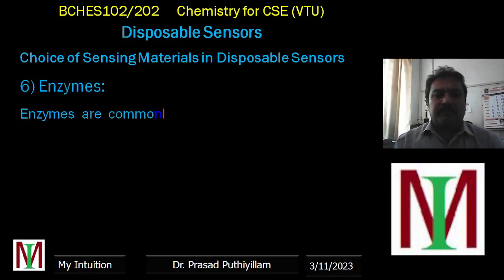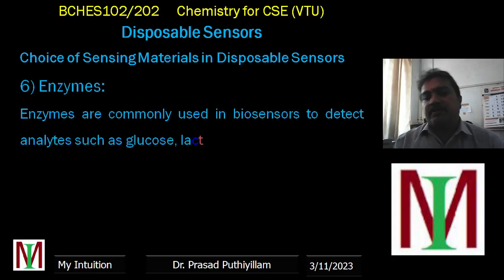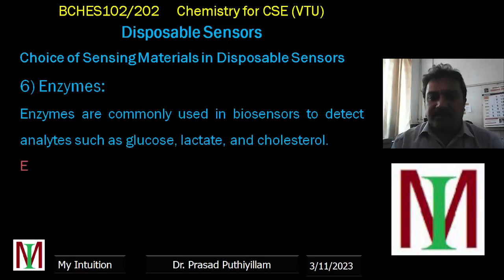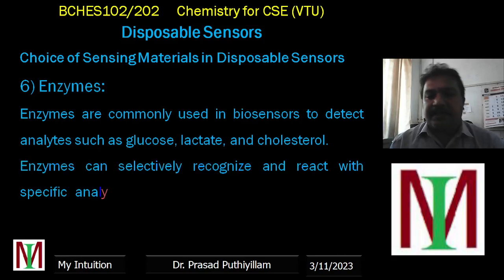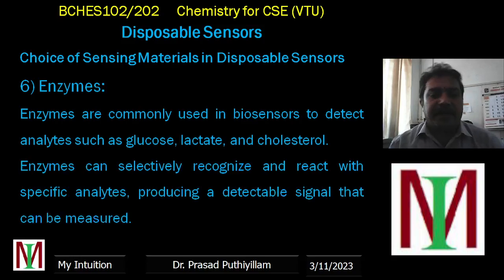Enzymes. Enzymes are commonly used in biosensors to detect lactose, glucose, lactate and cholesterol. They can selectively recognize and react with a specific analyte, producing a detectable signal that can be measured.